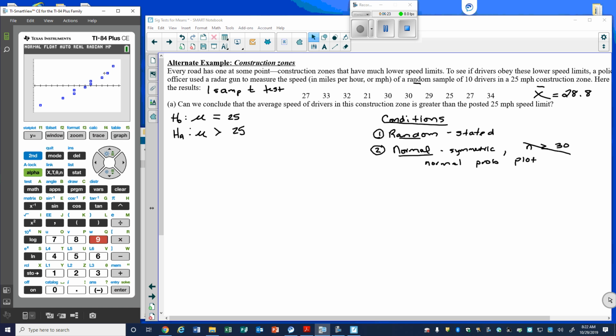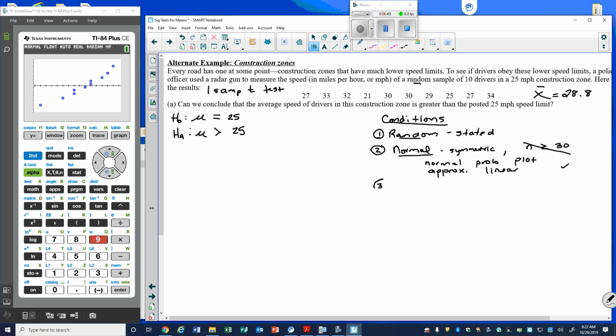And if you can look at this probability plot and say that it appears approximately linear, then we can assure ourselves that this is representative of a normal curve. Again, if your sample size is 30 or greater, you do not need to do this normal probability plot. You can assume that your data is going to be normal.